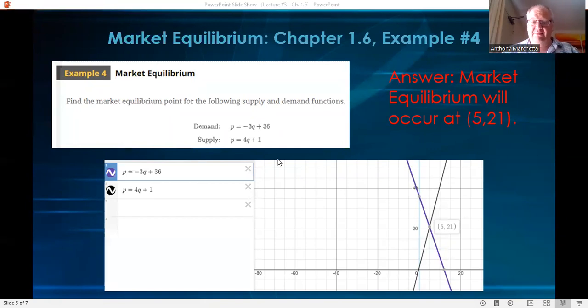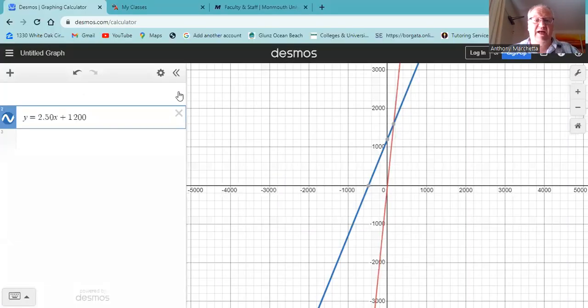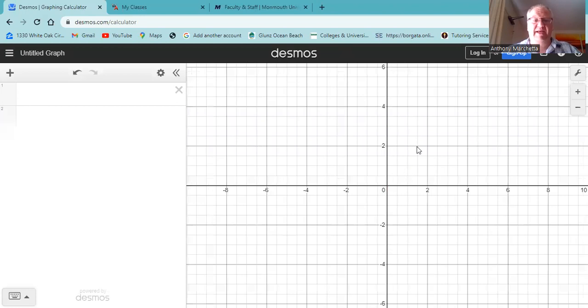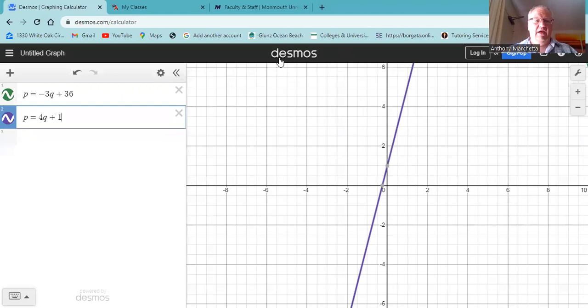Back to Desmos. In Desmos, to start again, I will close these boxes. I'll also click home to bring my axes back to home, and I'll type in the two formulas. The first formula was P equals minus 3Q plus 36. And then the next formula was P equals 4Q plus 1. And there's your answer, quick and painless.